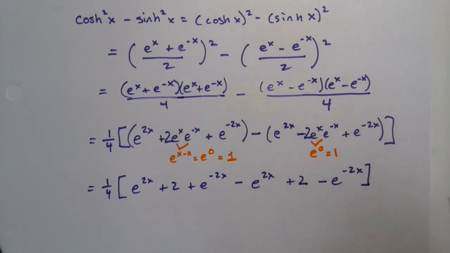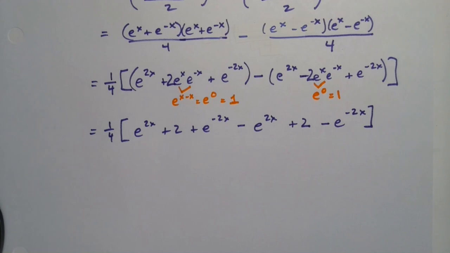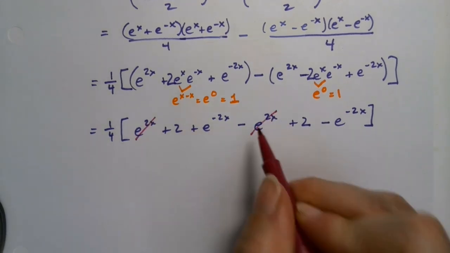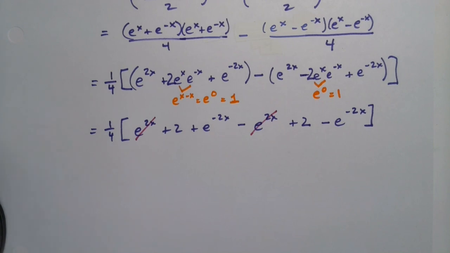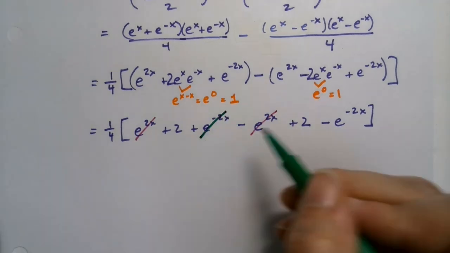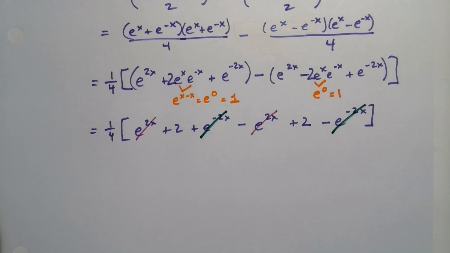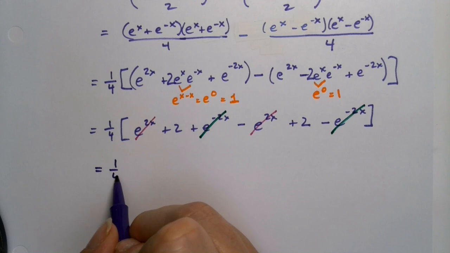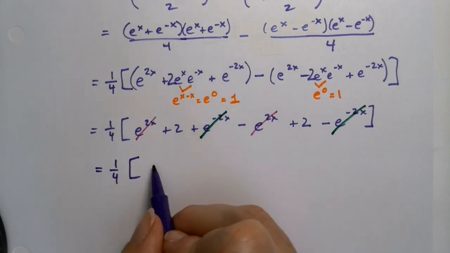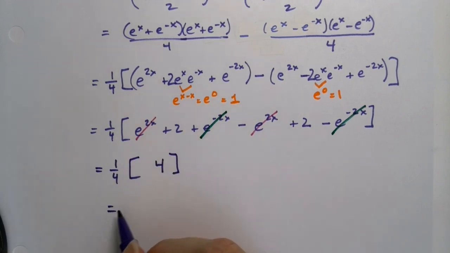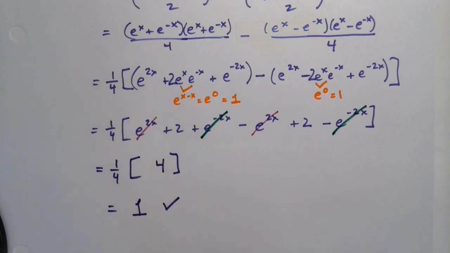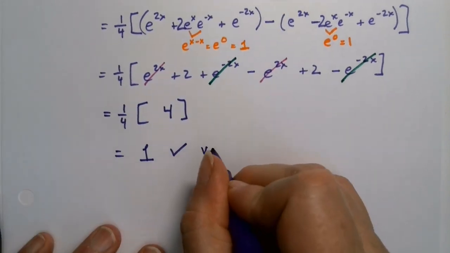And hopefully you're seeing what I'm seeing. Because e to the 2x minus e to the 2x is gone. E to the negative 2x minus an e to the negative 2x is gone. And I'm left with 1/4 times 2 plus 2, which is 4. Which last time I looked is 1. And we have verified this identity.